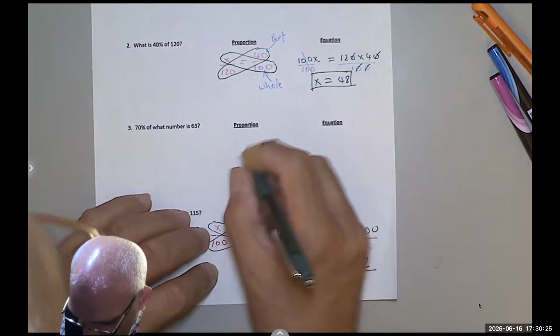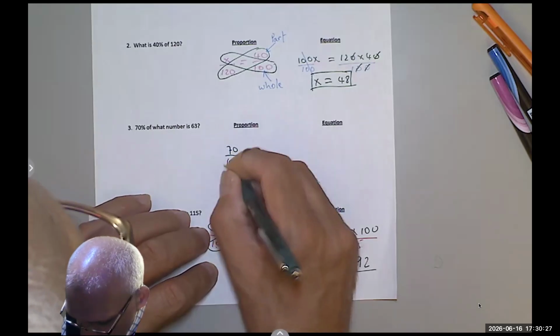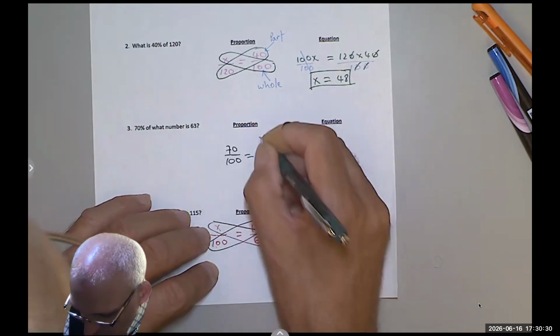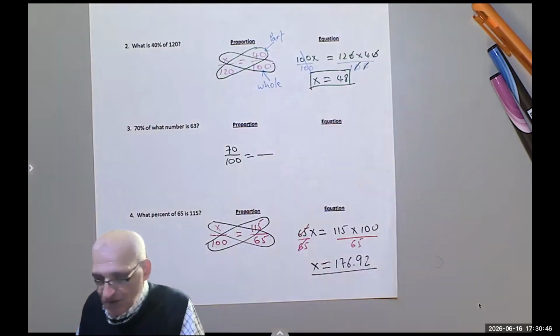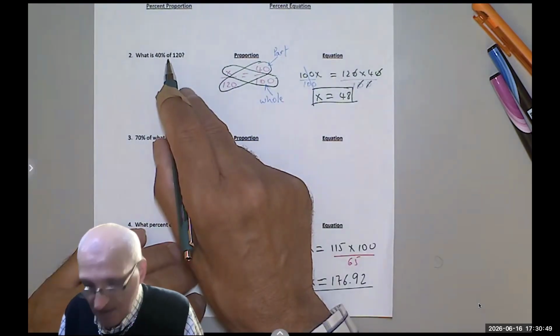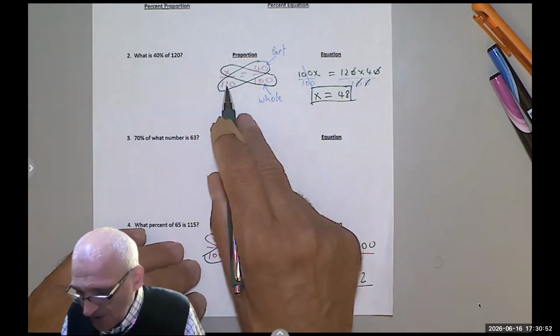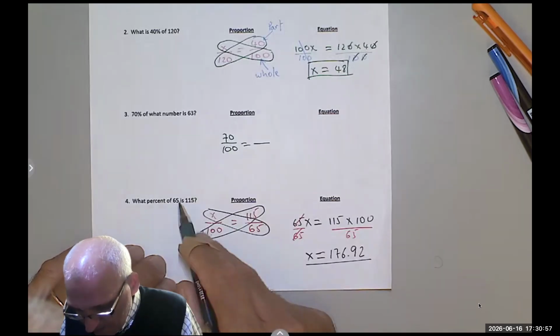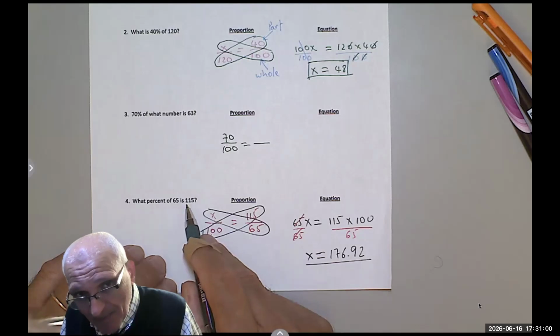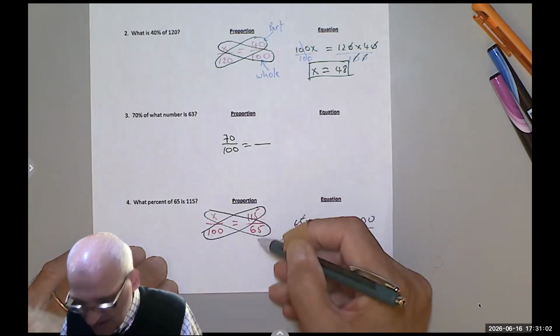So 70%, I have 70 divided by 100 equals part over total. Which one is the 63? Is it part or a total? You have to say a part. Why is it a part? I told you, if it's a whole, we say of 40% of 120. So the 120 goes with the 100 total. What percent of 65 is the part? 115. So 115 is the part, 65 is the total.